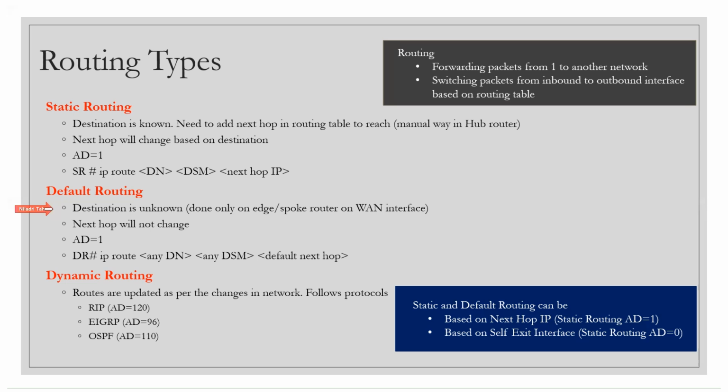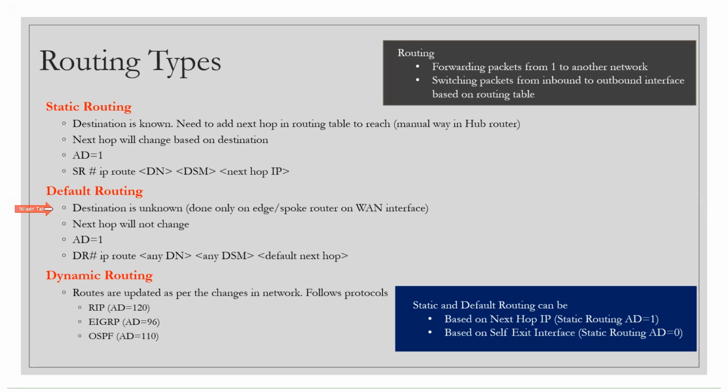Now, will you know the IP address of all the servers? No, right? You're going to get connected to the ISP and you will probably know only the ISP next hop. And from the ISP, it will route you to the proper server addresses. Now, default routing is there when your destination is unknown. You do not know the IP address of the servers which you are going to reach out. Now that's done only on the edge or the spoke router.